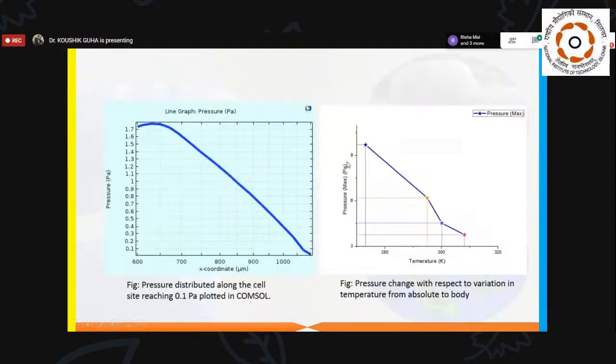Then we have also seen the temperature variations, how the pressure changes with respect to the variation in temperature from absolute to body temperature. Because absolute temperature, environmental or room temperature, and body temperature are all different. Suppose a chip is made at room temperature, that same chip or same type of sensors cannot work at body temperature. The body temperature is different. So you have to model the change in the temperature.